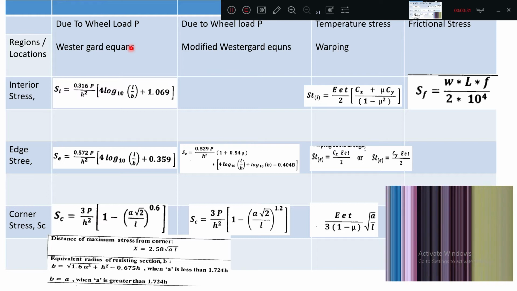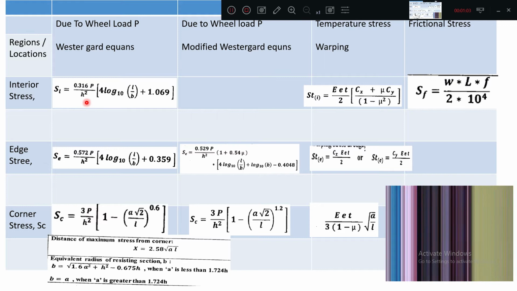Due to wheel load, P, we have Westergaard's equation. Again, for the same thing, due to wheel load P only, we have the modified Westergaard equation. These are called the Teller and Sutherland formula, and another one is there. Okay, so for wheel load, three formulas: at interior, at edge, at corner. Okay, these are the formulas. Try to understand. Yes, it is only wheel load, so that is why P is coming here. P is nothing but wheel load.